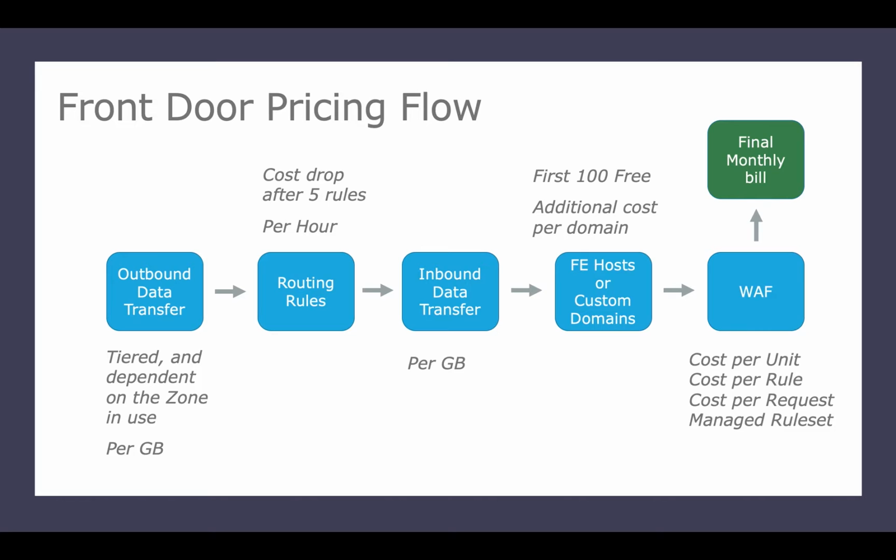Then we have the inbound data transfer, that's charged per gigabyte. And then we have front-end hosts or custom domains. The first 100 are free, and then there's an additional cost thereafter. Finally, if you require it, there's the web application firewall. That has a unit cost, a rule cost, and a cost per request or managed rule set, and that gives you your final monthly bill.